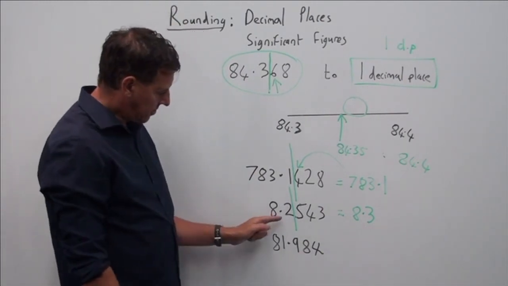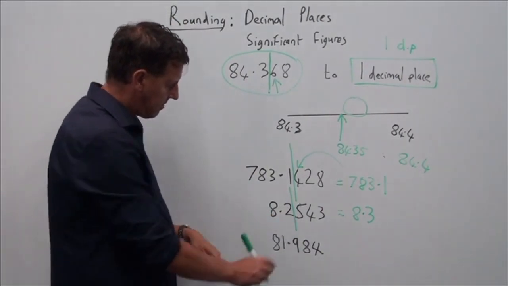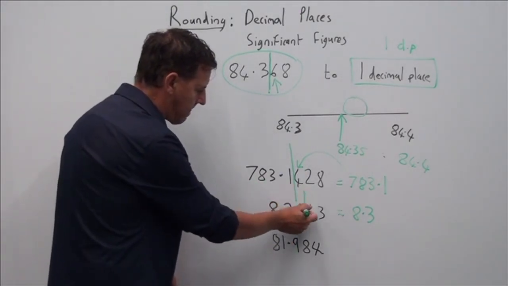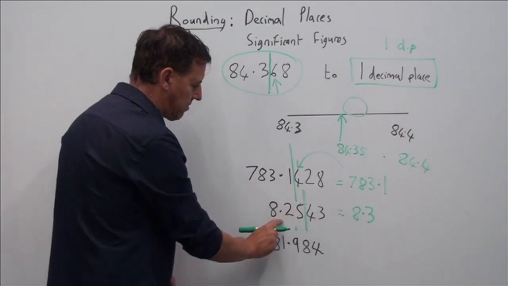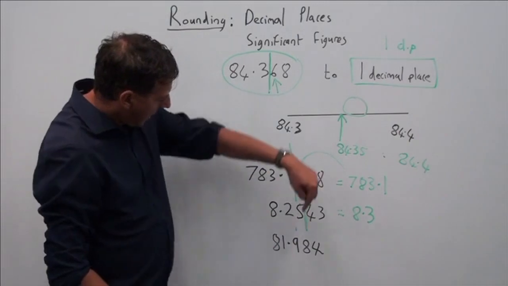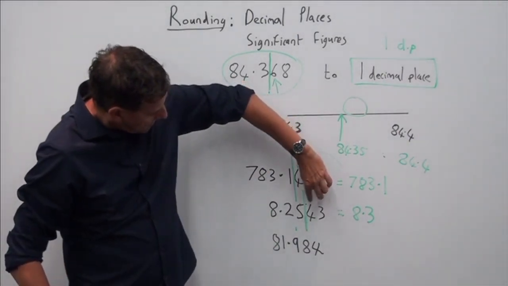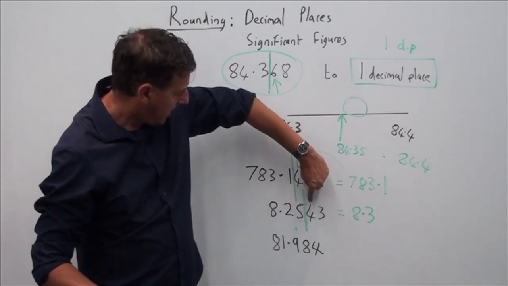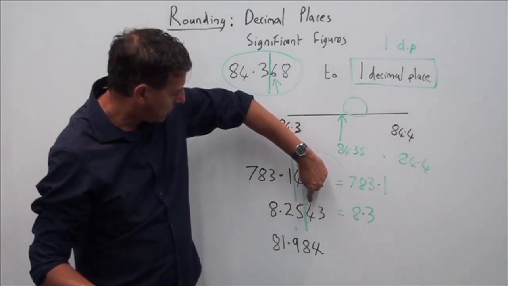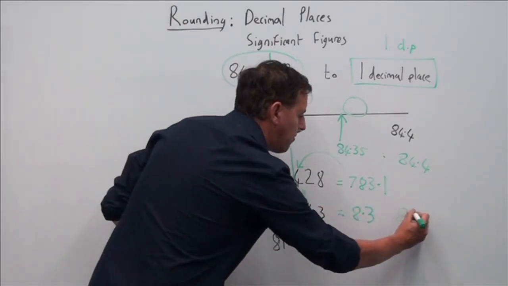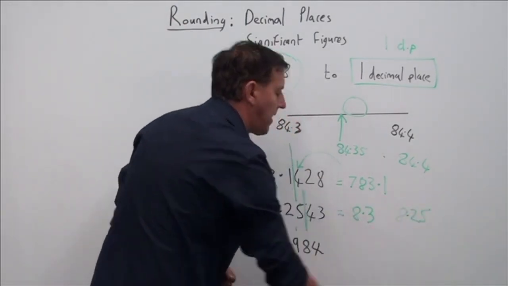If I was to do this one to 2 decimal places, notice what I'd do. I wouldn't draw my line there. My imaginary line would stop there. 2 decimal places means 2 figures after the decimal point. I would then look at the 3rd digit this time, because remember I'm rounding now to 2 decimal places. It's not 5 or more, so to 2 decimal places, my answer would have been 8.25.